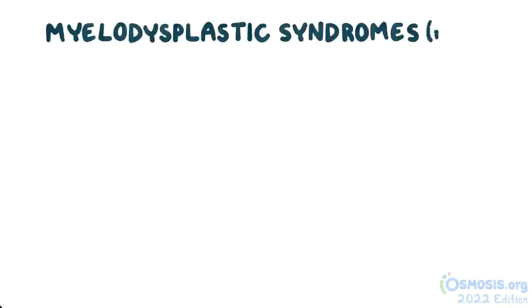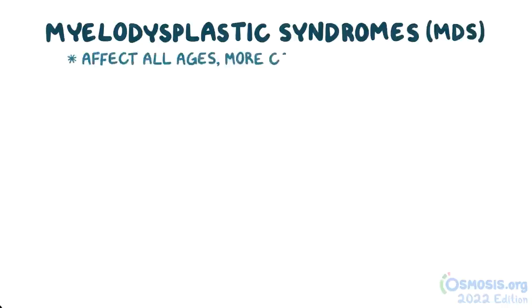Myelodysplastic syndromes, or MDS, are a group of rare blood disorders associated with faulty development of blood cells in the bone marrow. MDS can affect individuals of all ages, but it's more common after the age of 60.